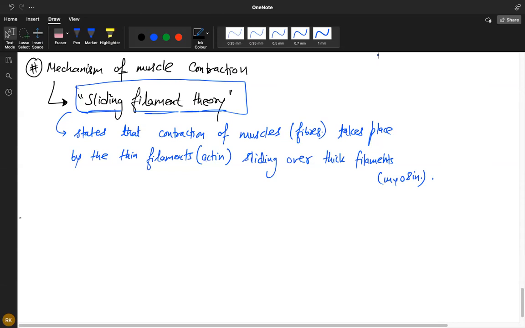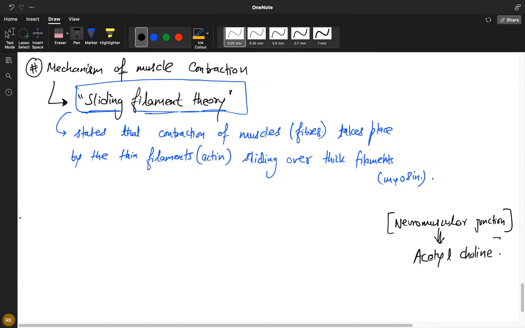Yeah. So they secrete neurotransmitters. In this case, just remember the name of the neurotransmitter. Sometimes it's asked in the entrance. So at the neuromuscular junction, the most abundant and the most common neurotransmitter is acetylcholine.